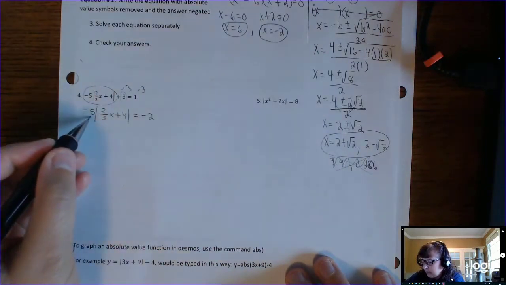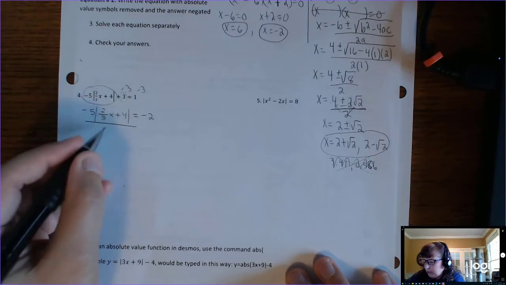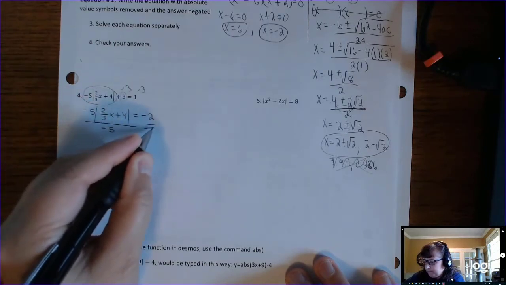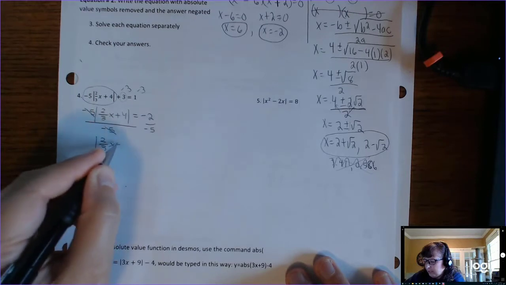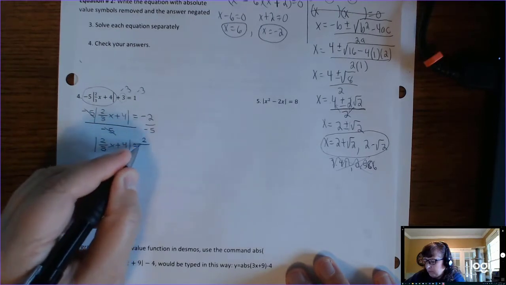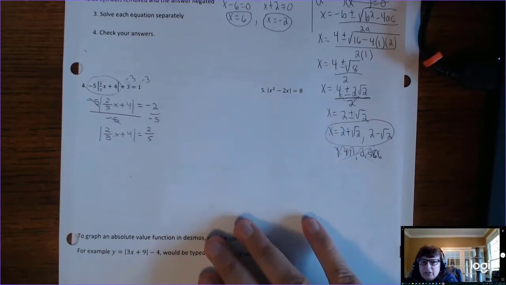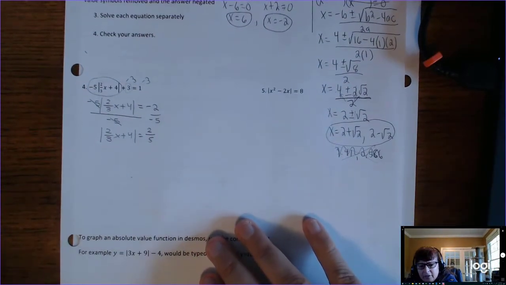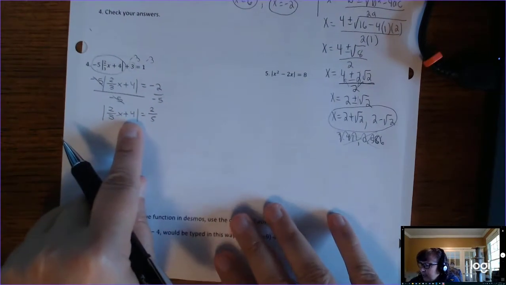Then we need to get rid of this negative 5 that's being multiplied. Can't distribute it, but we want to undo multiplication by division. And that's going to give us absolute value of 2/3 x plus 4 equals 2/5. Don't worry about the fraction. The algebra doesn't change. And we have a calculator to help us with any kind of arithmetic. So we've isolated the absolute value.